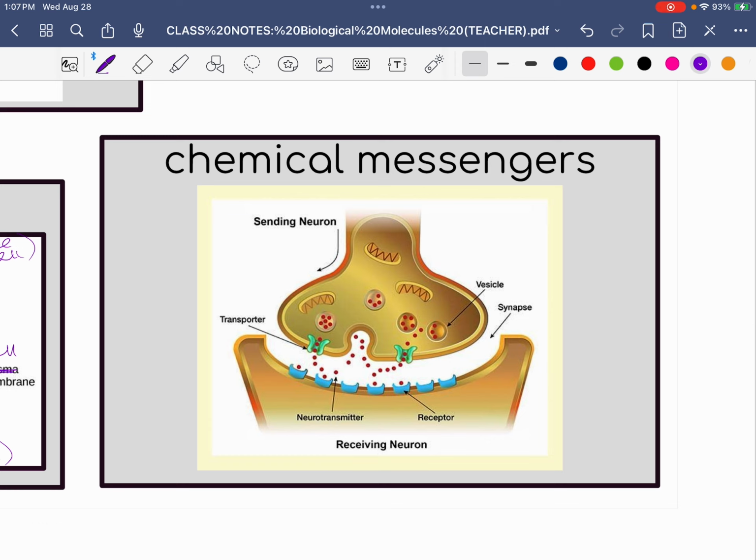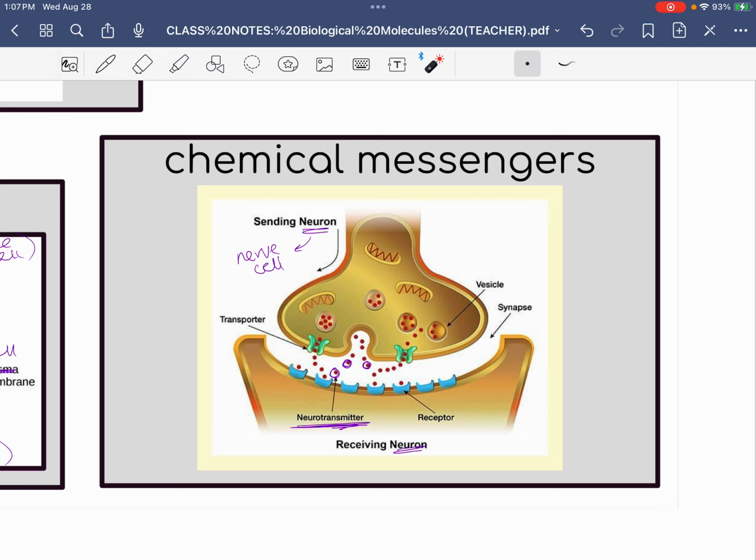Here's an example of a protein chemical messenger. This is called a neurotransmitter. These little red dots here are called neurotransmitters. And their job is to help one nerve cell, a neuron, which is just the biological word for a nerve cell, communicate. Here's another neuron down here. This is the receiving neuron. This neuron up here is sending the message, and this neuron down here is receiving the message.